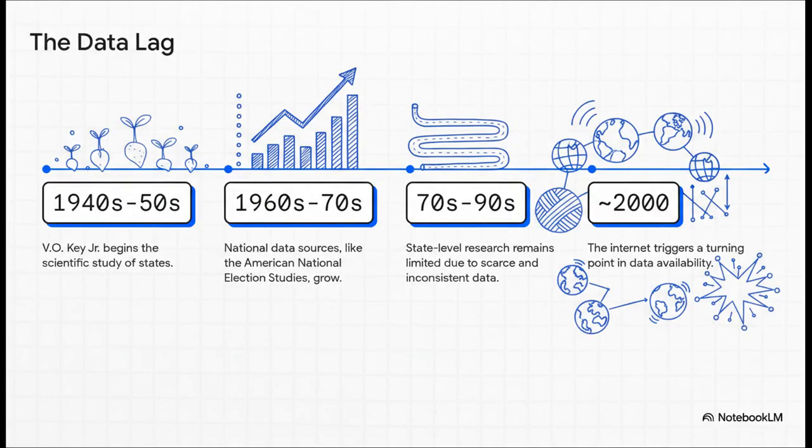And this timeline just lays it all out so clearly. You can see the study of national politics just taking off in the 60s and 70s, but state-level research basically hit a wall. For decades, the data was just too hard to find, and even when you found it, it was a mess, totally inconsistent. You couldn't compare apples to apples. Then, right around the year 2000, everything changed. The internet became widespread, and that was the turning point.